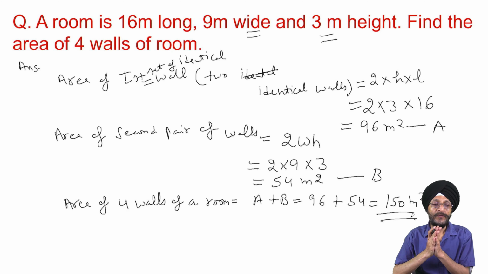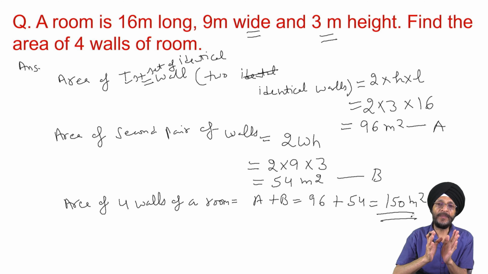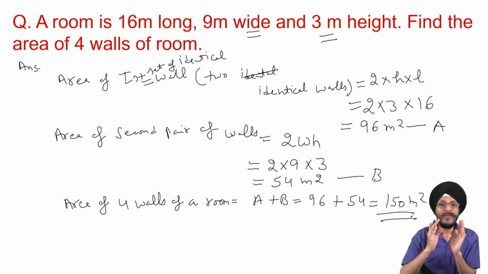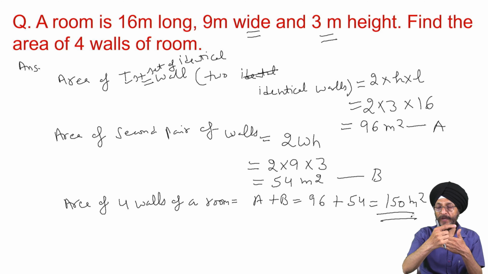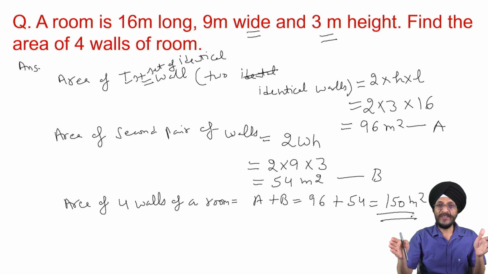So from this question you can observe that it is very simple to calculate the area of 4 walls of a rectangular room when we have two sets of identical walls. One pair of walls is identical: this is the front and this is the opposite to it, and then these are the two side walls which are also identical and have an equal area.